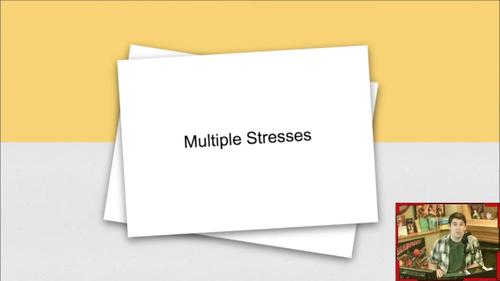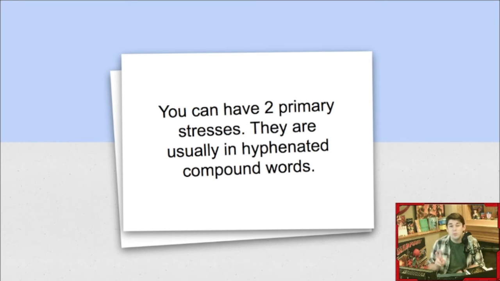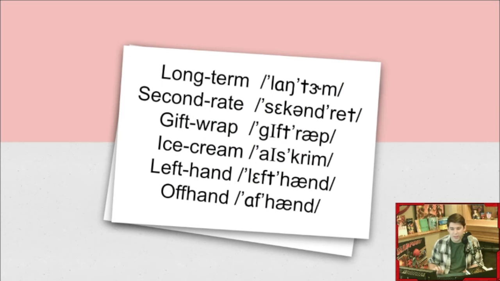Now let's go into multiple stresses. The first example I'm going to go over is that you can have two primary stresses. The primary stresses are that apostrophe mark. We'll get into secondary stresses in a couple slides. But for now, let's focus on the two primaries, which is basically any compound word that is typically hyphenated. So let's take a look.